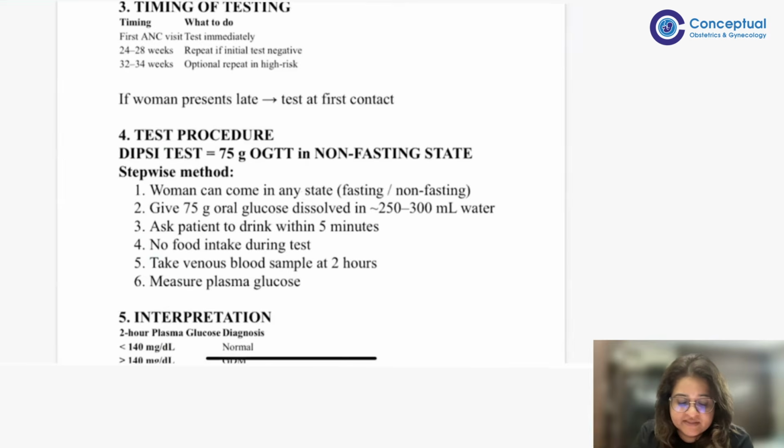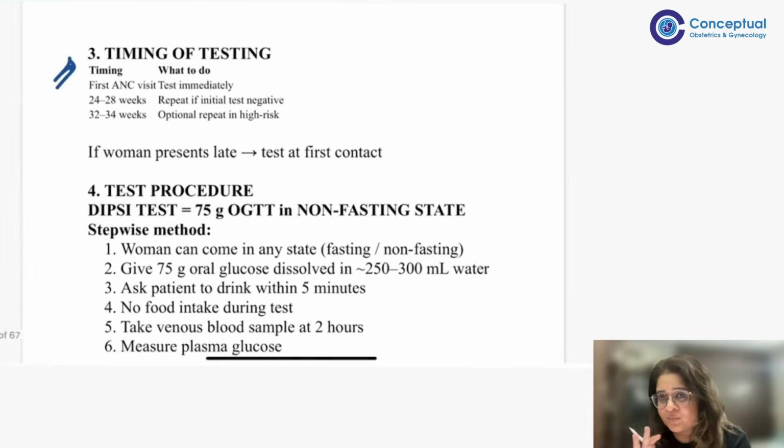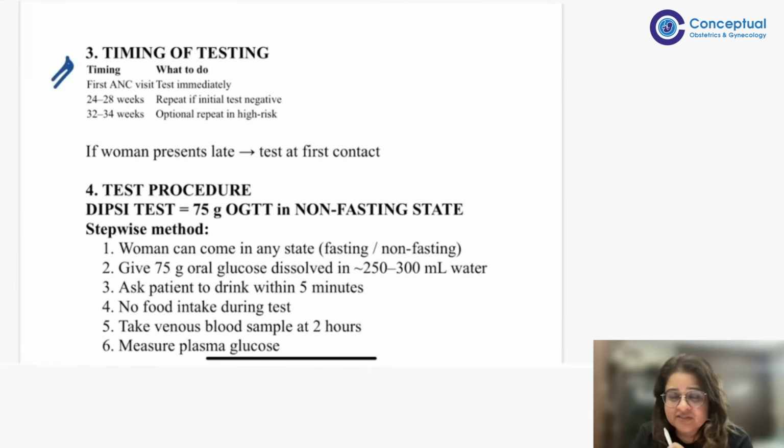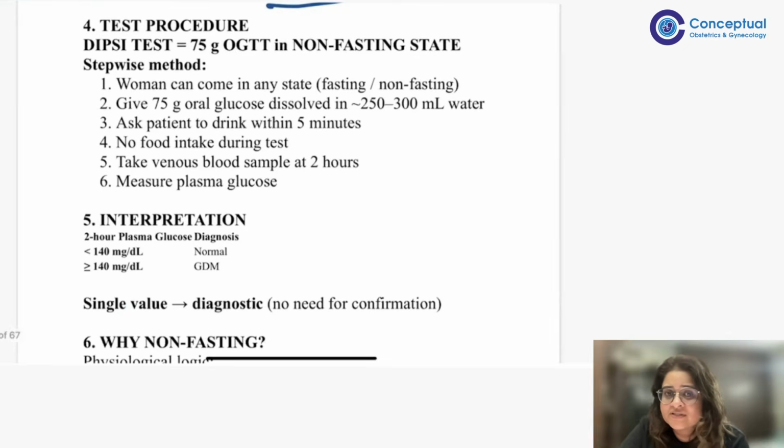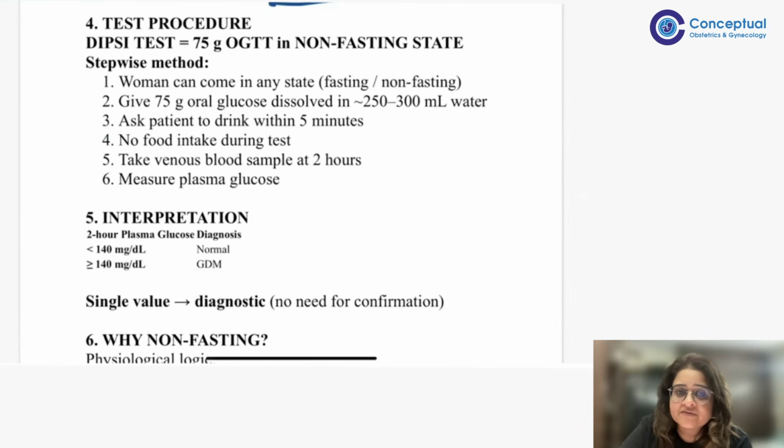Now, timing of testing. Remember, don't lose any opportunity. Whenever she comes, if she's come for the first time, even in the first trimester, do DIPSI, because you don't know if this patient is going to come back again. If she comes back again, of course, you will do it ideally between 24 to 28 weeks. And in high-risk women, you can even offer another test at 32 to 34 weeks. So test at first contact. And then how is the test done? We all know this. Irrespective of prandial state, give 75 gram glucose dissolved in 1 glass of water, 250 to 300 ml.